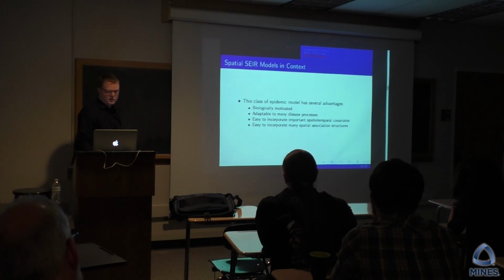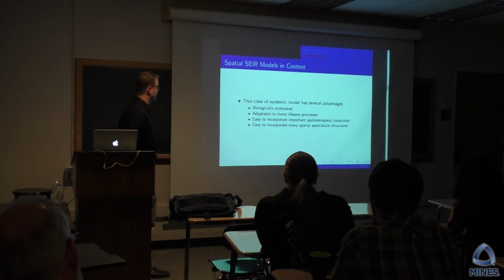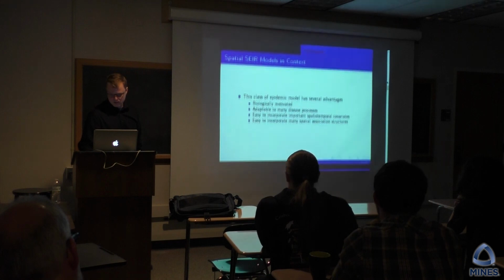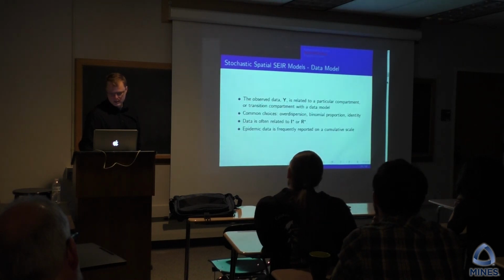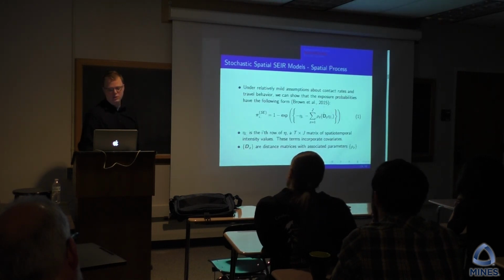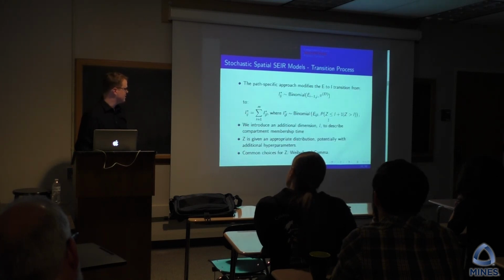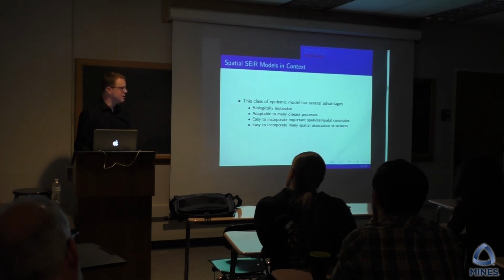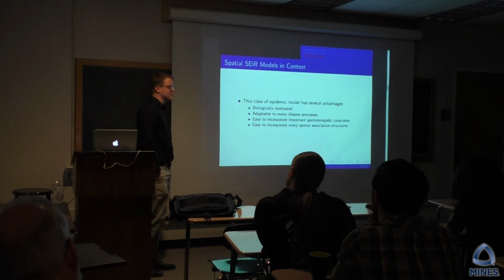So it has a couple of advantages. It's biologically motivated, it's adaptable to many disease processes, it's easy to incorporate spatiotemporal covariates, and I'll show you examples of that as we move through the talk, and it's easy to incorporate many spatial association structures. That's why the D matrices here have an index, and you can even add an additional index for time in those context structures. So it's quite easy to extend, easy to understand, easy to write down, and even easy to write out the full code for an MCMC sampler over all of these unknown parameters.